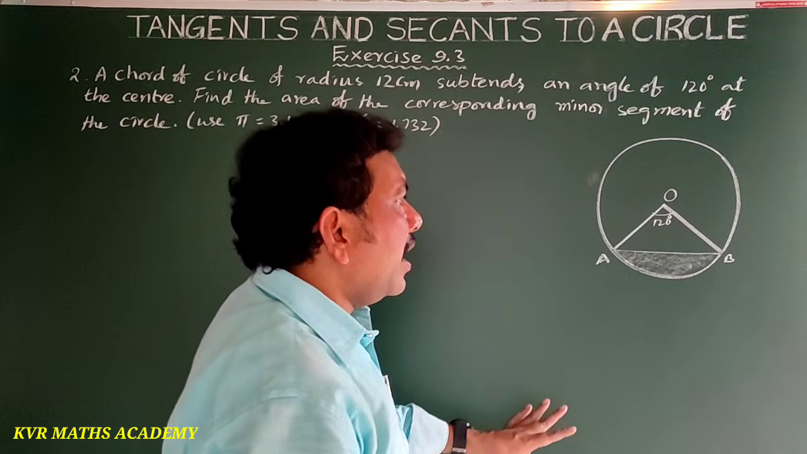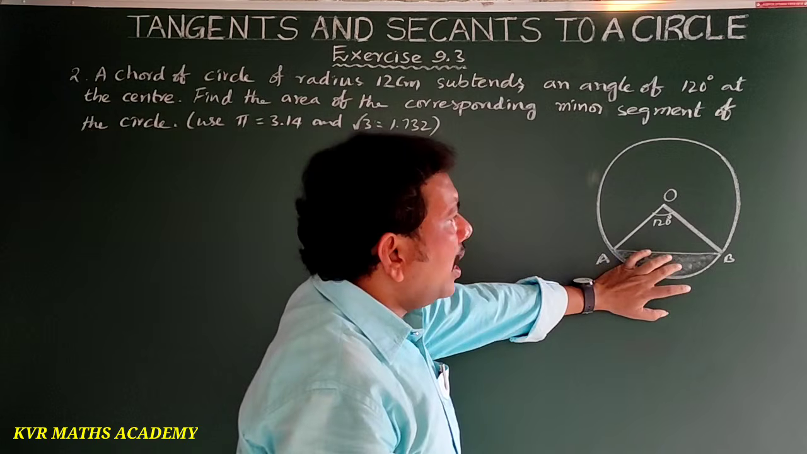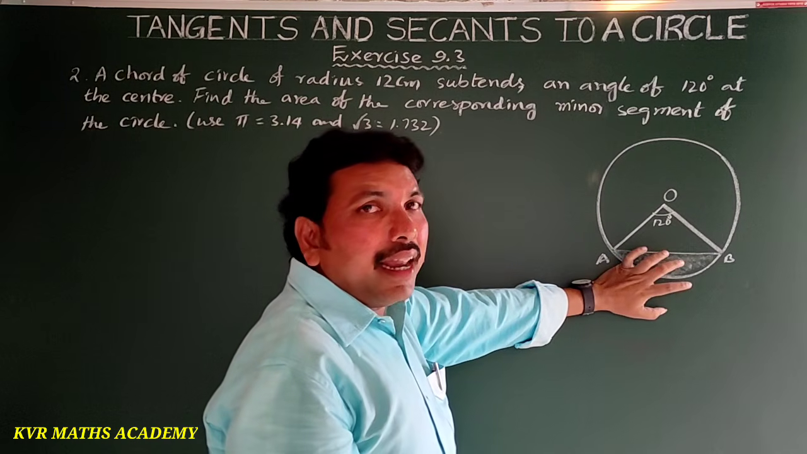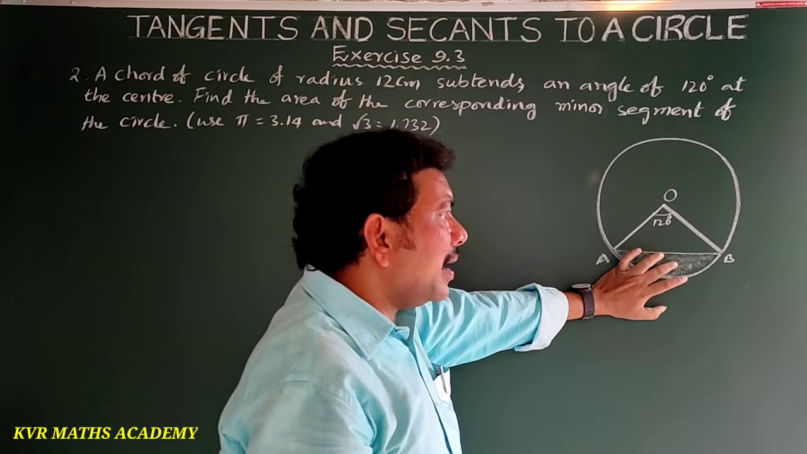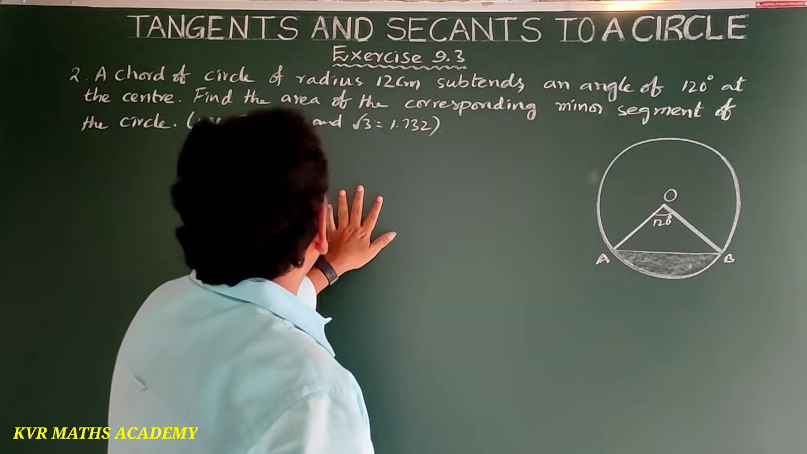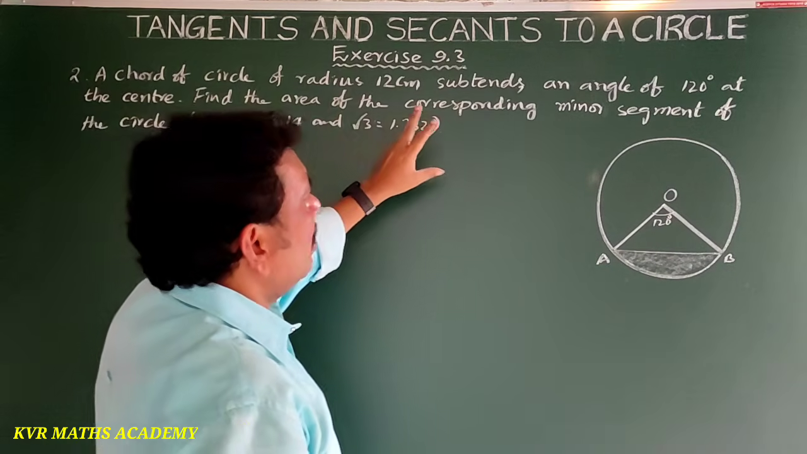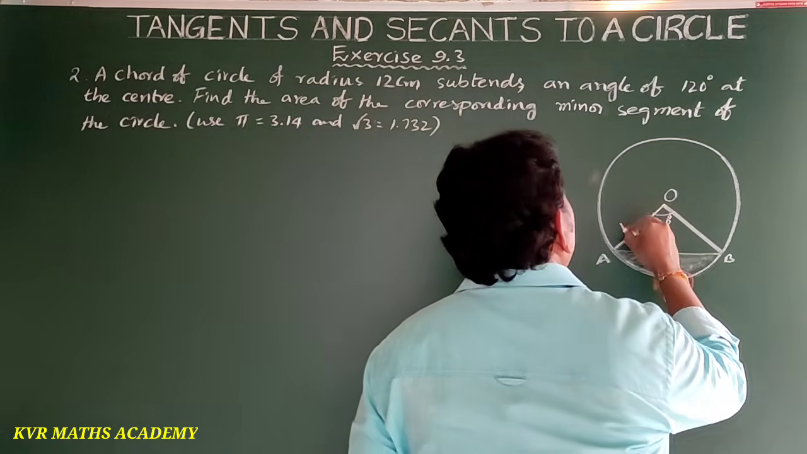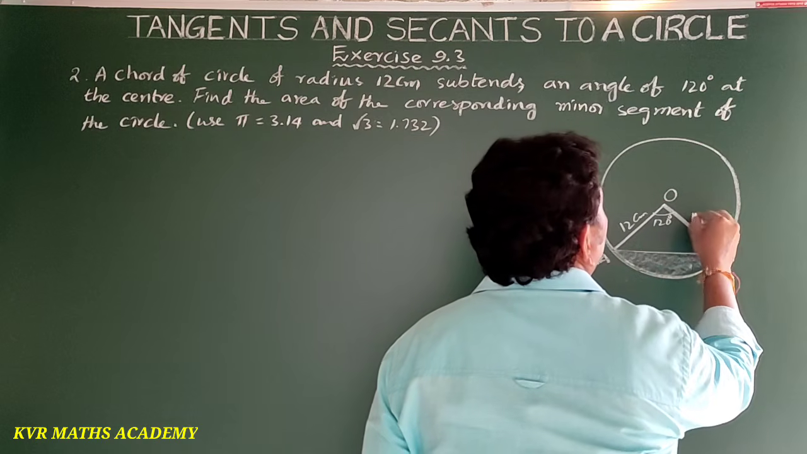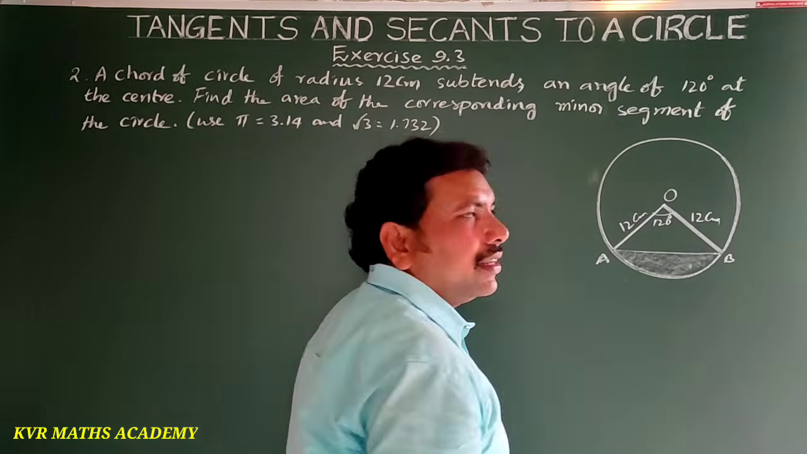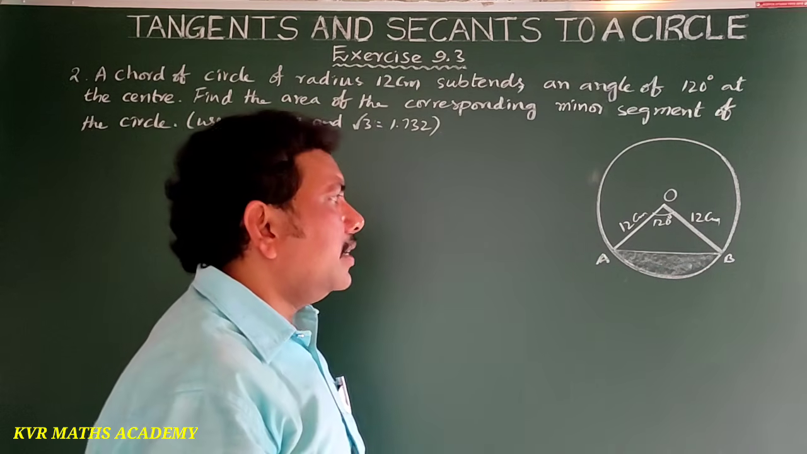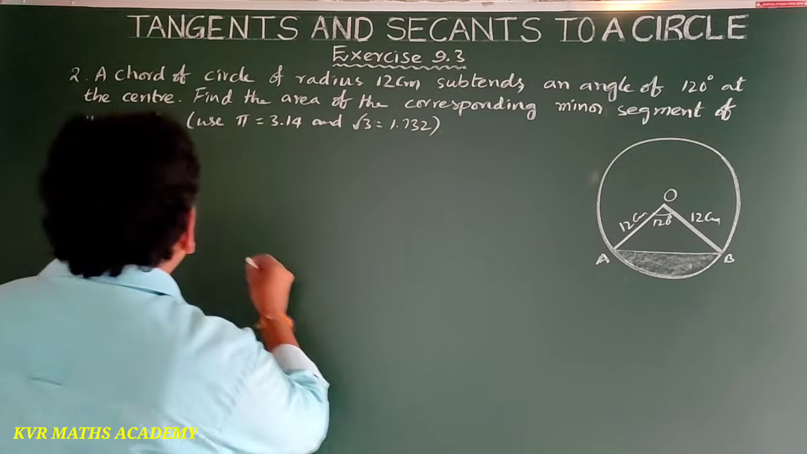Then what we have to find? What is the area of the minor segment? Area of the minor segment we have to find. Next, what has given? Circle 12 centimeters. Radius has given, 12 centimeters of radius has given. Right? Yes. Now write out given.